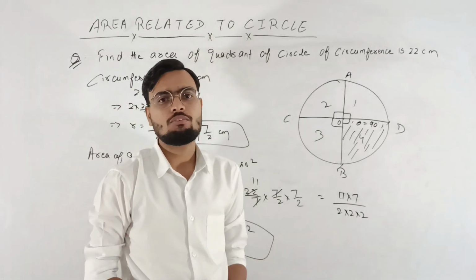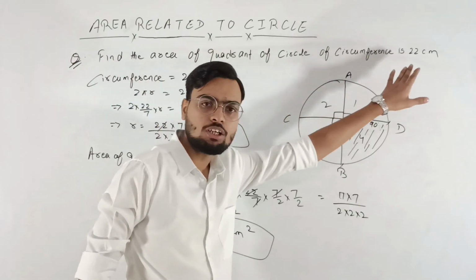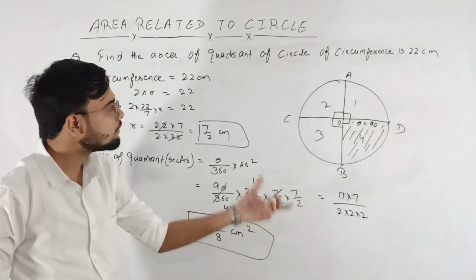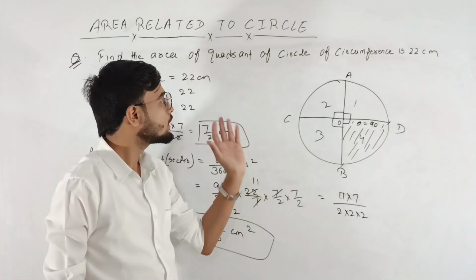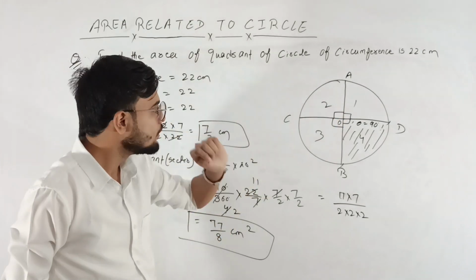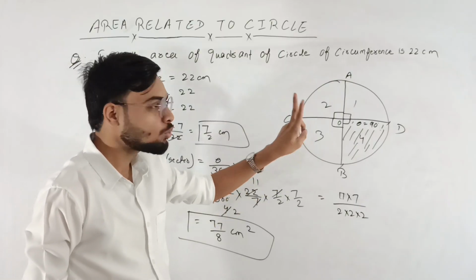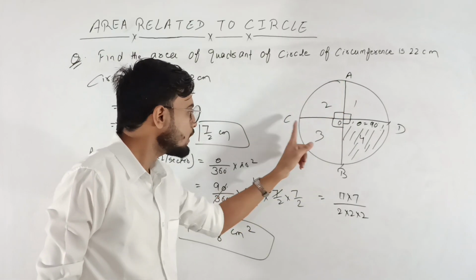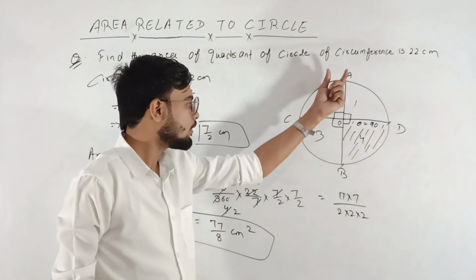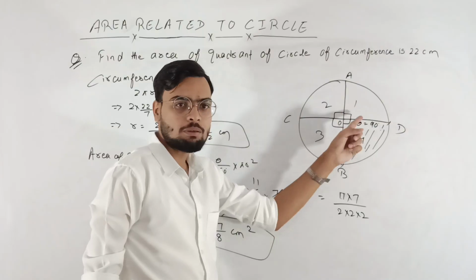Understood? Let's see one more time. Question said there is a circle in which circumference is given, that is 22 centimeter. We have to find the area of quadrant of this circle. Quadrant means 1 by 4th part. So first we have to divide this circle into 4 parts by drawing or constructing two diameters which are perpendicular to each other. So first diameter is AB and second diameter is CD. First I draw vertical diameter AB and there is horizontal CD, and these both are perpendicular to each other.